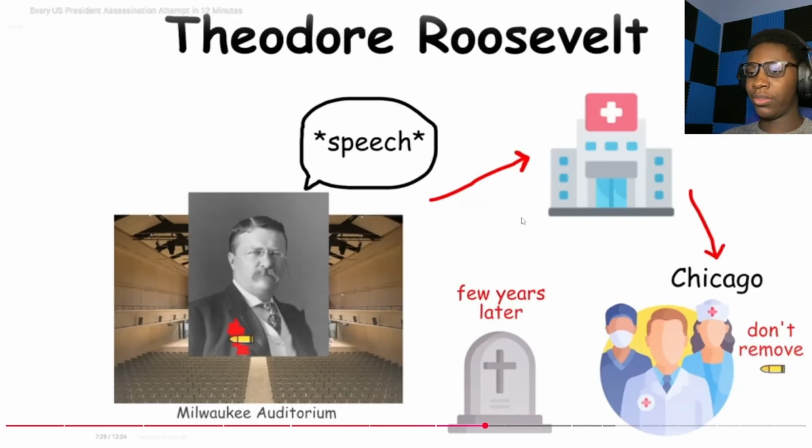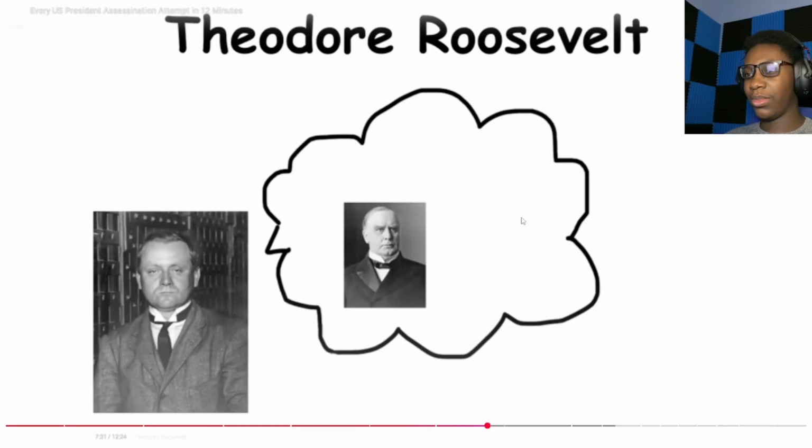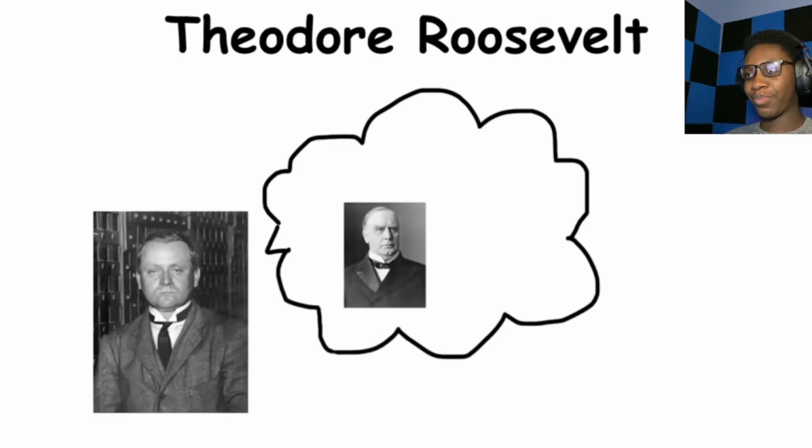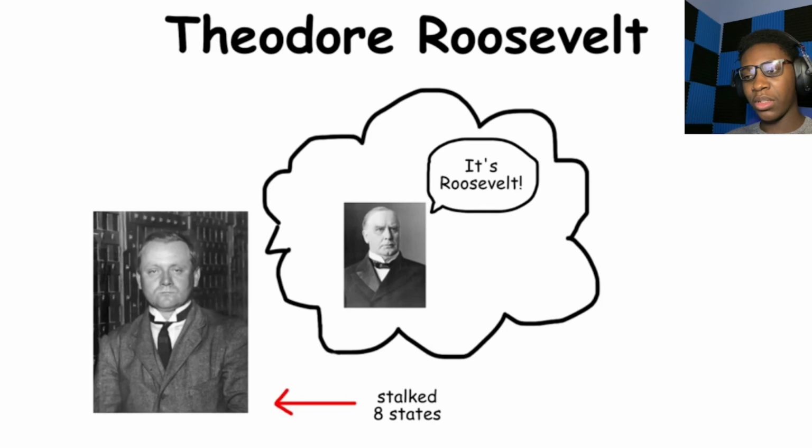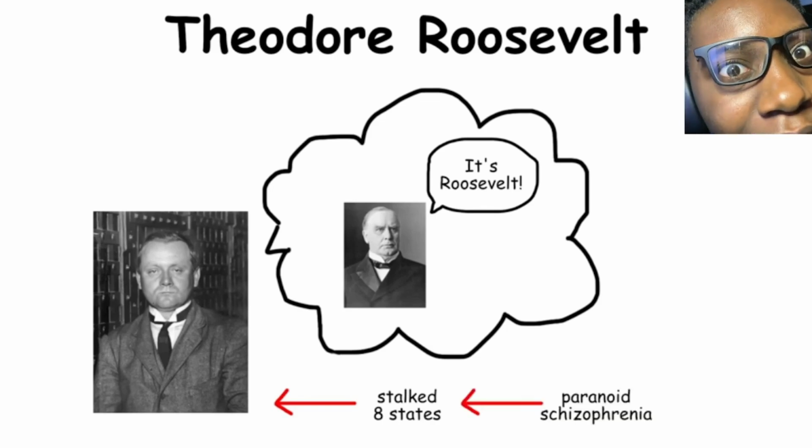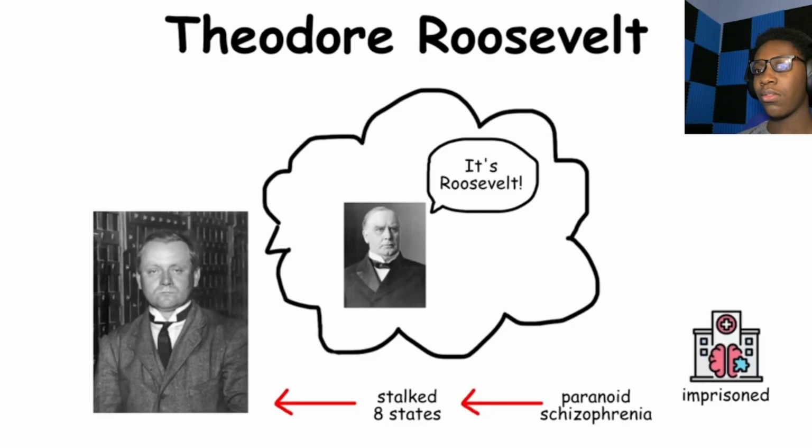With it still inside his chest a few years later, Schrank, who claimed to have dreams in which U.S. President William McKinley accused Roosevelt of killing him, had been stalking the former president through 8 states in order to assassinate him. Diagnosed with paranoid schizophrenia, Schrank was imprisoned at an institution for the criminally insane, where he would die in 1943.